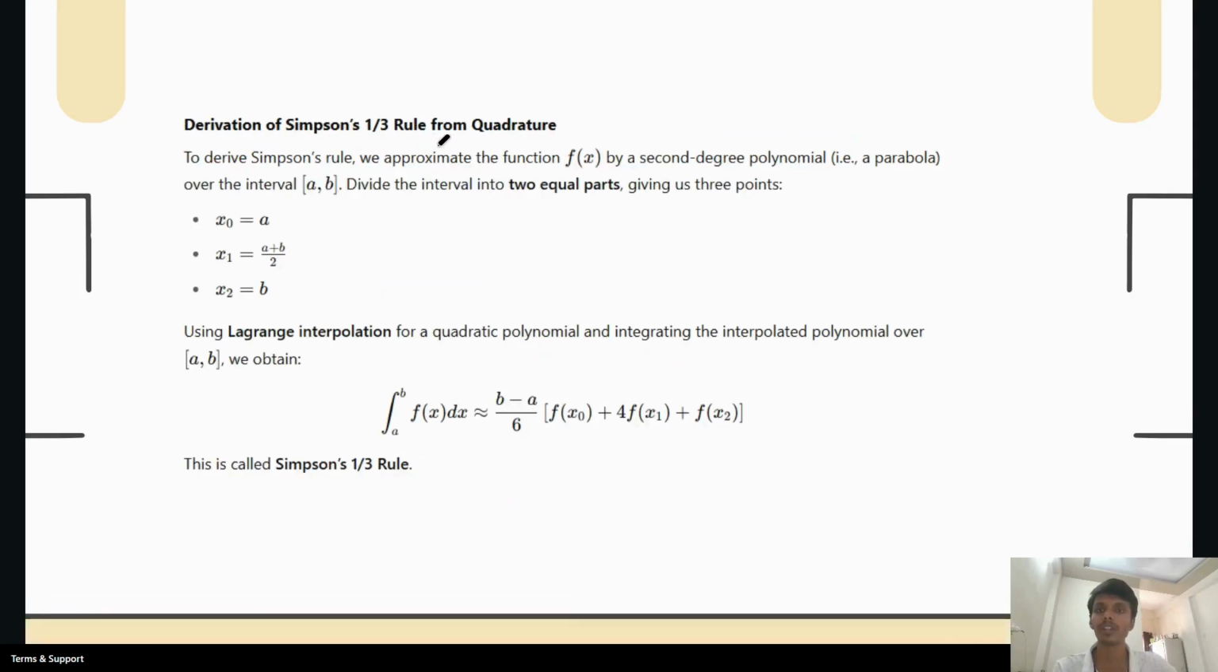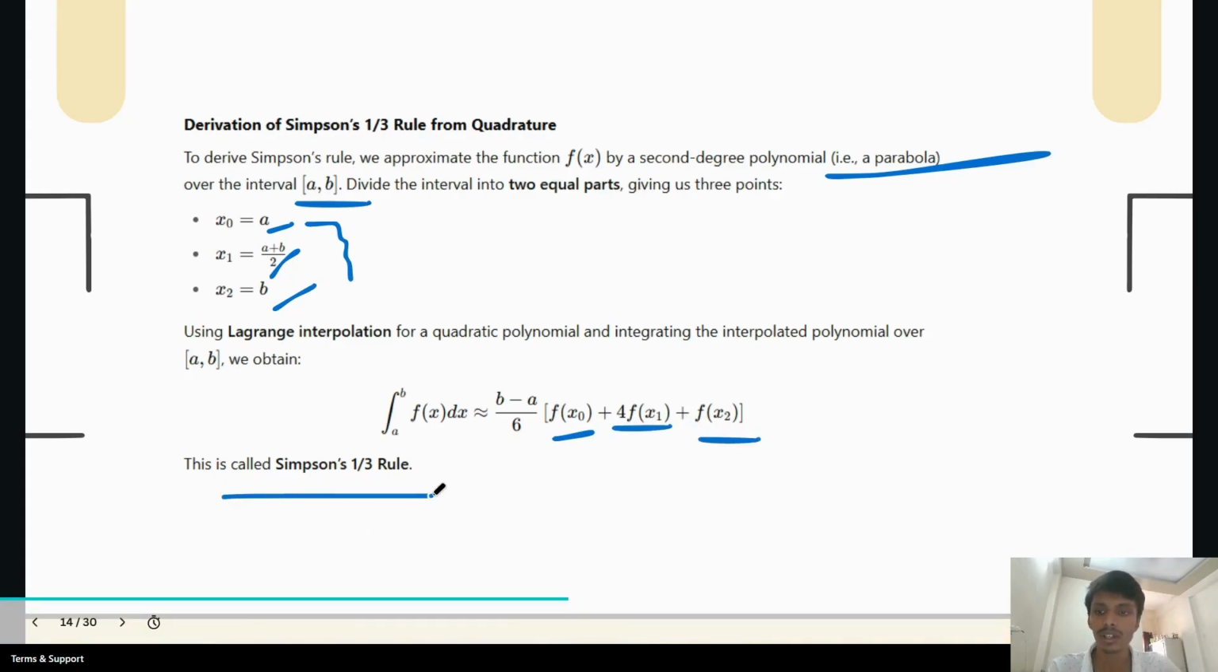The derivation of Simpson's 1/3 rule from quadrature: we take 3 points where x0 equals a, x1 equals (a plus b)/2, and x2 equals b. We approximate the function f(x) by a second degree polynomial, that is a parabola over the interval [a, b]. We divide the interval into two equal parts, giving us these 3 points. Using Lagrange interpolation for a quadratic polynomial and integrating the interpolated polynomial over [a, b], we obtain the integral of f(x) dx from a to b approximately equals (b minus a)/6 times (f(x0) plus 4f(x1) plus f(x2)). This is called Simpson's 1/3 rule.